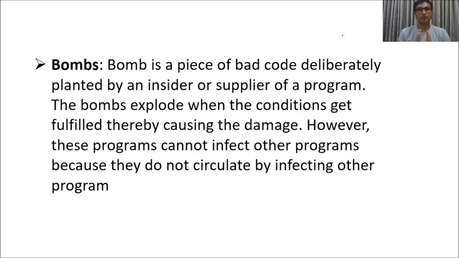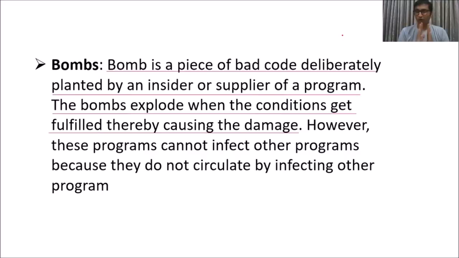Now understand, students always have confusions. They think that everything is a virus. Wrong. Virus, spyware, malware, adware, Trojan horse, worms, and now bomb, all are different, but their concept is similar. Look at the first line. A bomb is a piece of bad code deliberately planted by an insider or supplier of the program. The bomb explodes when the conditions get fulfilled, thereby causing damage. All the different categories I have explained are bad code. They are basically code, but their intentions are bad, which means to damage. Every type has a different way of damaging and a different way of coding.